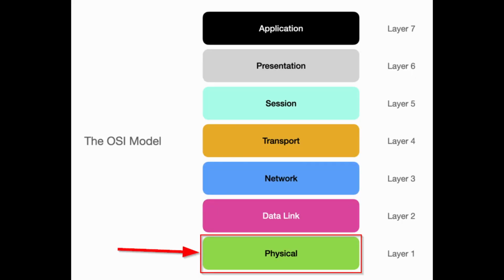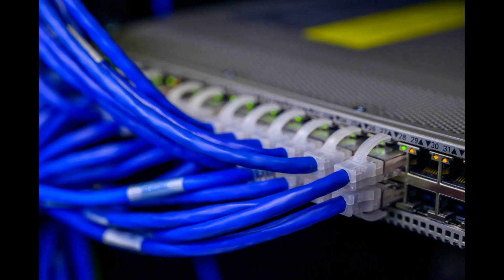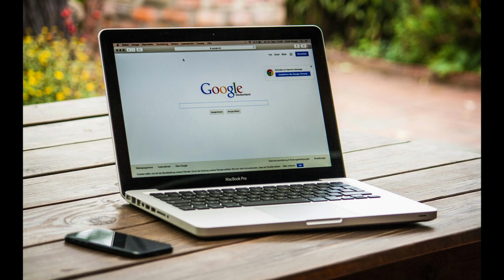Let's start at the bottom of the OSI model. Layer 1. The physical layer. This is a layer that deals with physical connections that make networks possible. Think of this as the hardware layer. It's all about cables, wires, and wireless signals that transmit data.